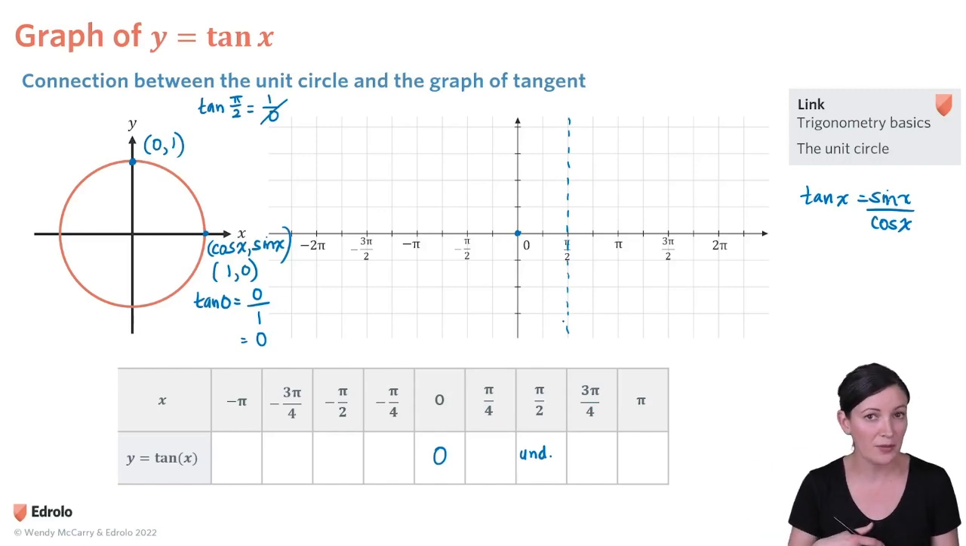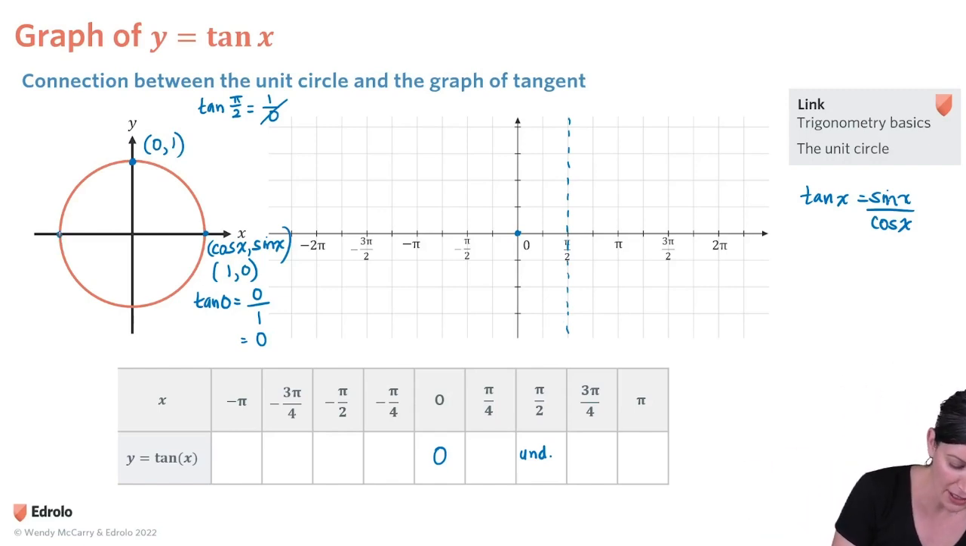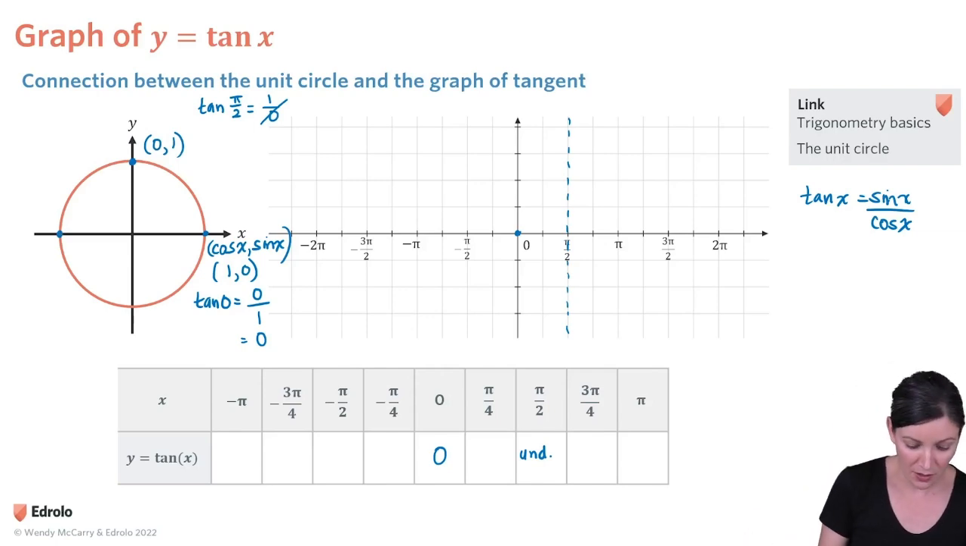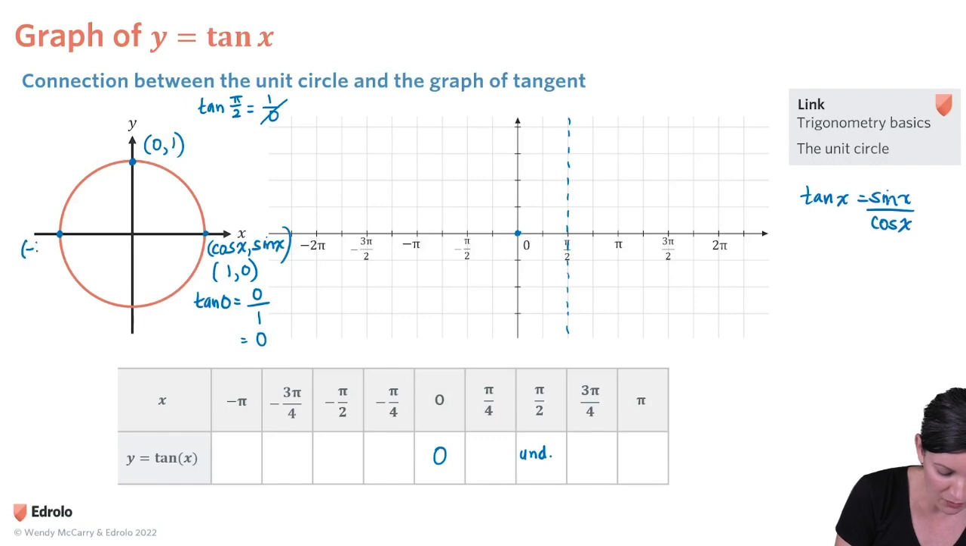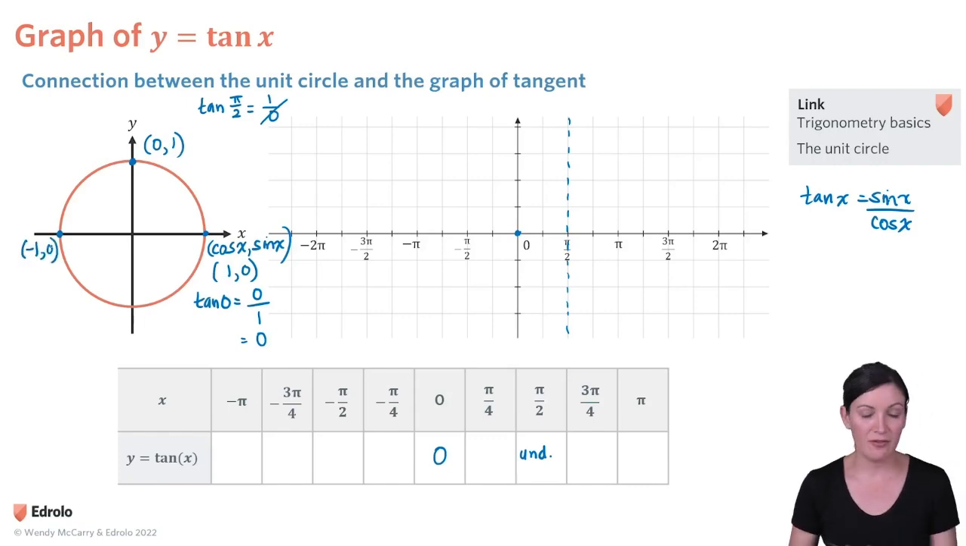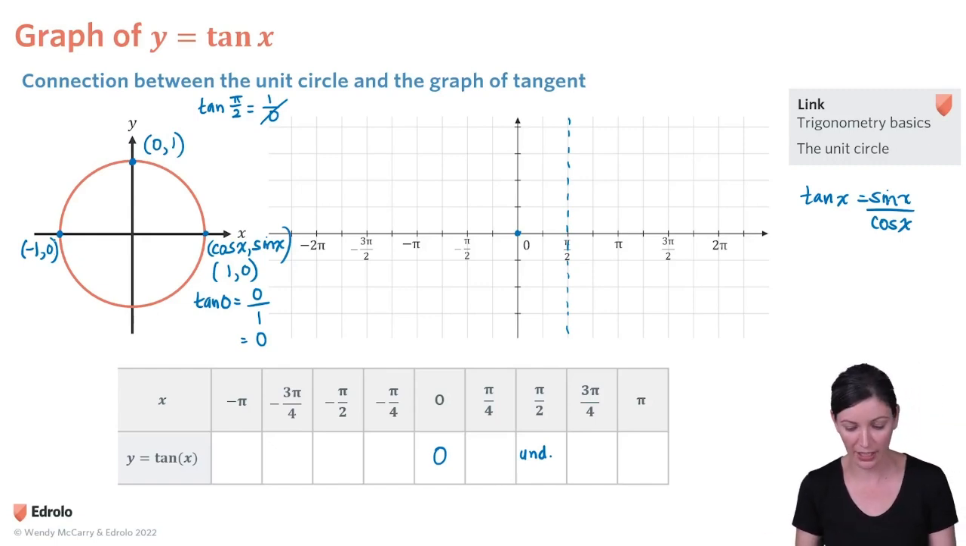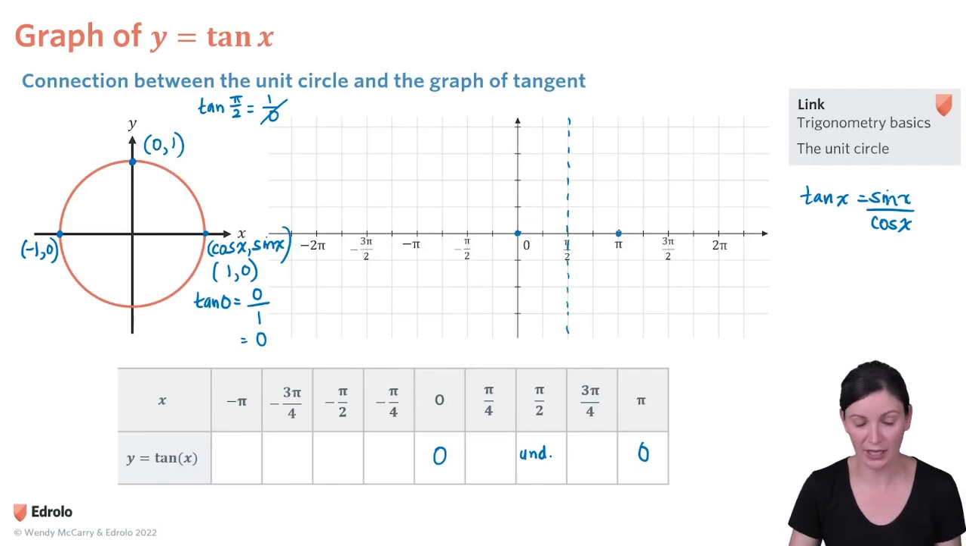Let's keep going around the unit circle. So let's have a look at the angle pi now. So this is the point -1, 0. And if I do sine over cos, you should see that I get 0 divided by -1. So I'm at 0 again. So I'll mark in that point there.